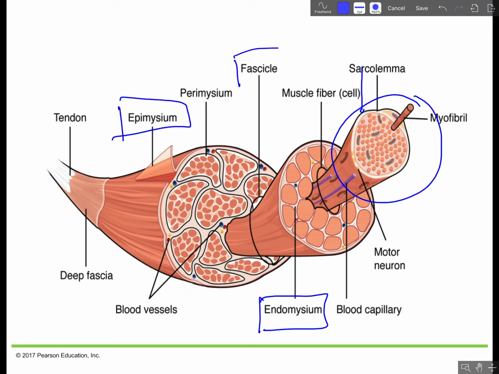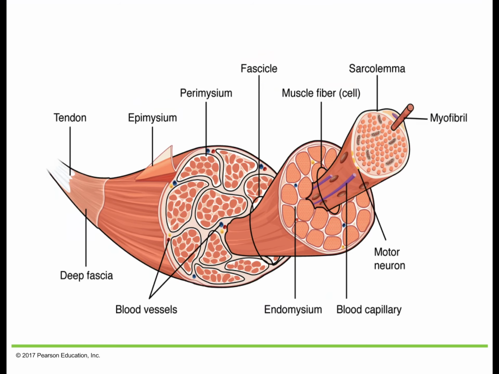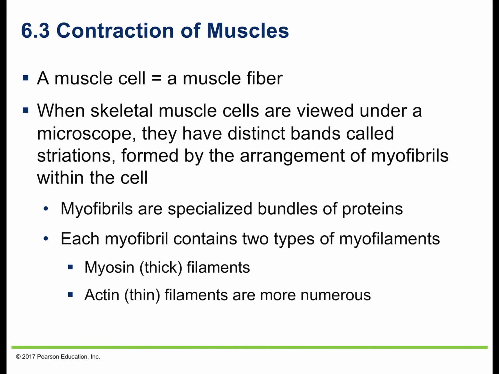All right, fascicles are surrounded by perimysium. And then the muscle fiber, or muscle cell, is surrounded by endomysium. So it goes epi to peri to endo, from outermost to innermost. Like I said, a muscle cell is called a muscle fiber.